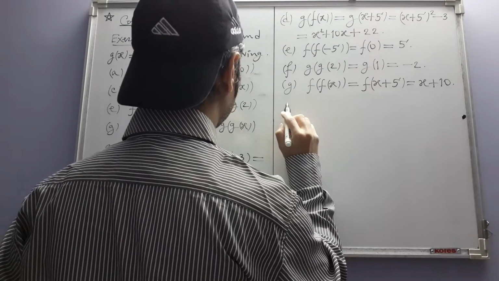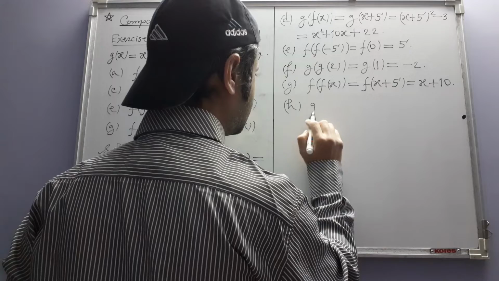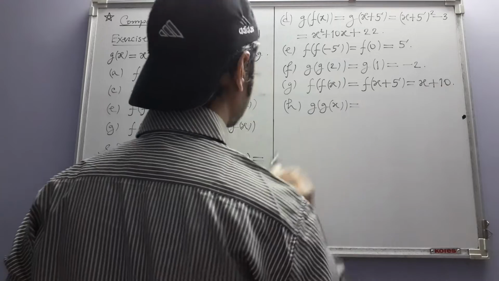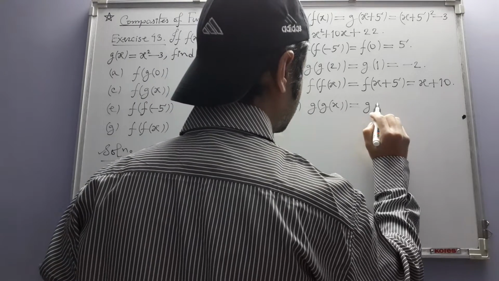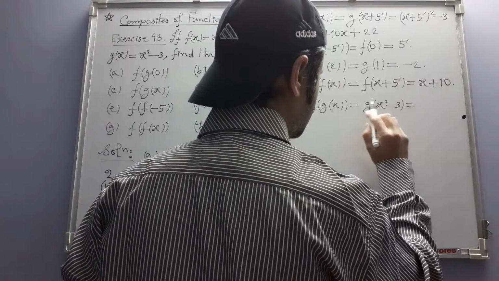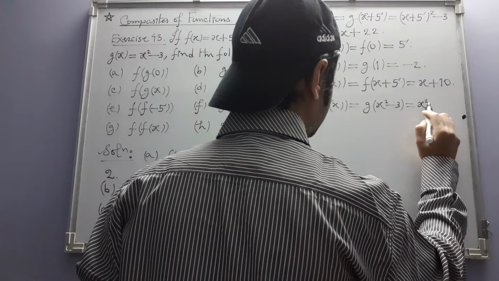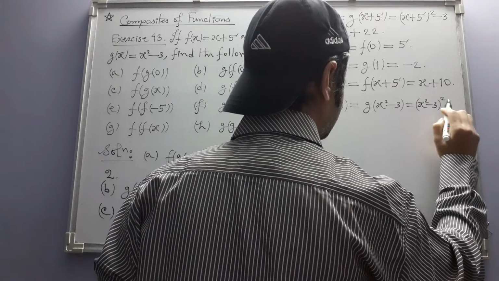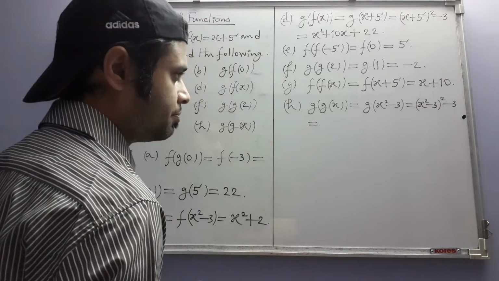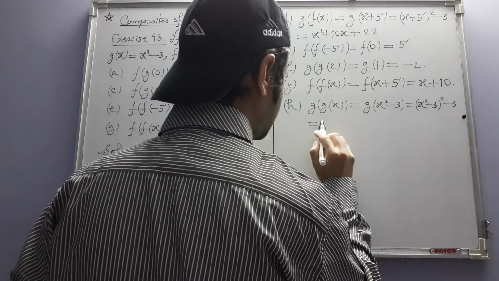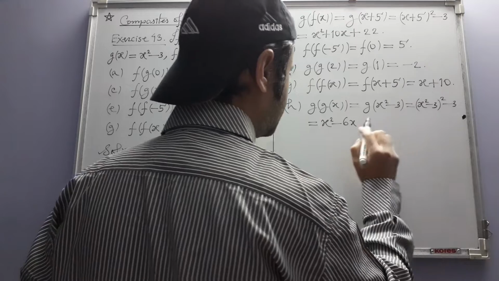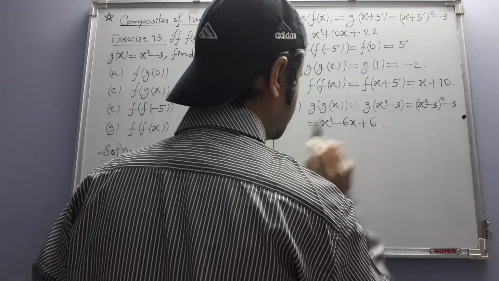And finally, H, g of g of x. G of x is x square minus 3. G of that is this minus 3, and this will be what? X square minus 6x plus 9 minus 3, that means plus 6.